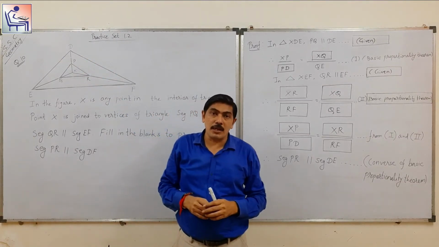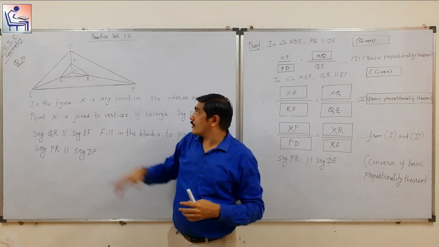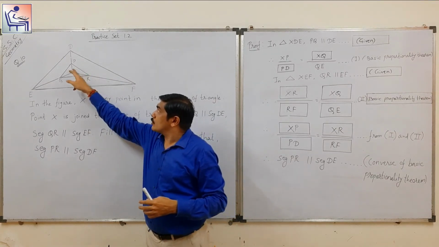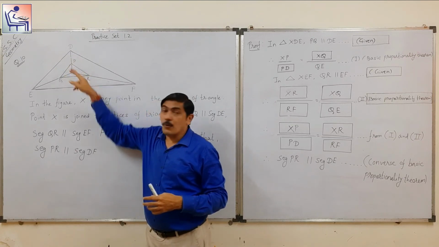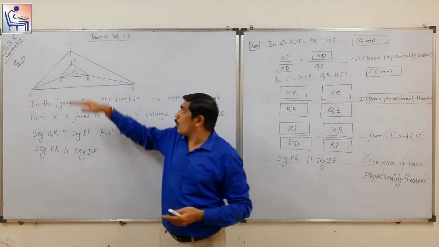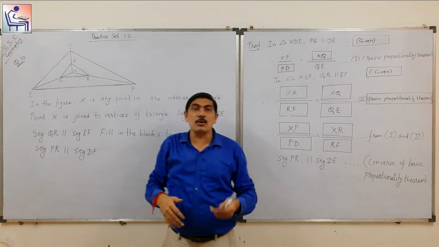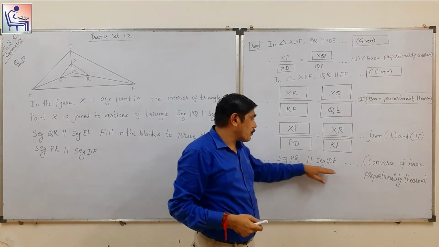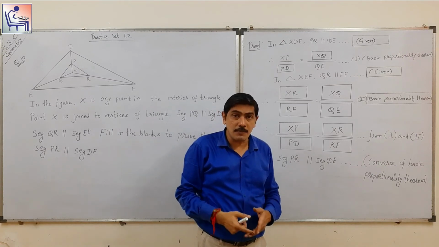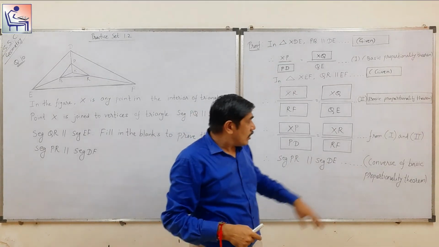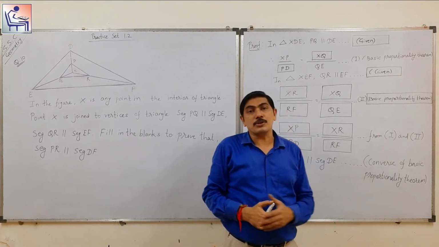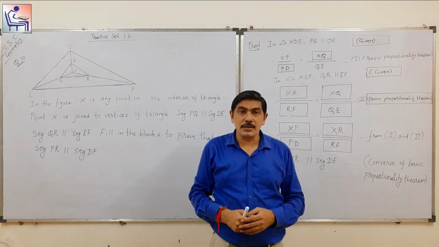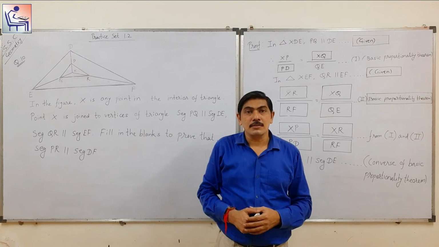In any triangle, if the ratio of the remaining sides made by the intersecting line is equal, then that line will be parallel to the third side. And so here we can say that segment PR is parallel to segment DF. But what is the reason? Converse of basic proportionality theorem. So here we have completed question number 10. Thank you.